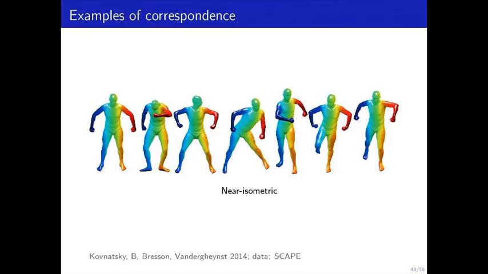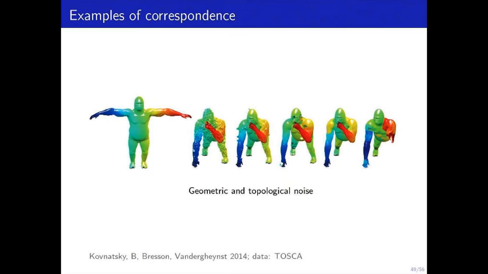Again, some examples. Correspondence between SCAPE shapes, near isometric. Of course, that's an easy case. It works nicely. These are noisy shapes. So we take a monkey and add some geometric and topological noise. And even in some extreme cases, when we remove big parts of the shapes, the correspondence is still meaningful, even though not as clean as in the previous cases, but still meaningful.